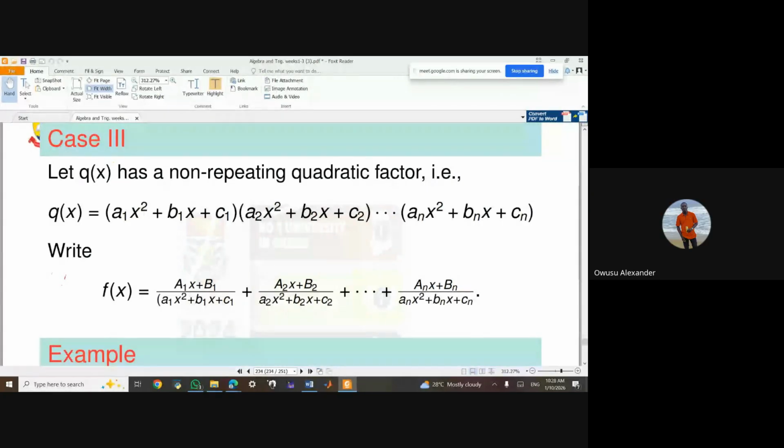For the case 3 too, you still have to look at the degree of the numerator and then the degree of the denominator. Now, if the degree of the numerator is less than the degree of the denominator, it is fine. So that one should be satisfied. Then you have to look at the factors of the numerator.